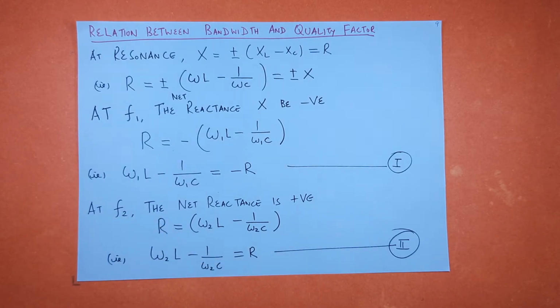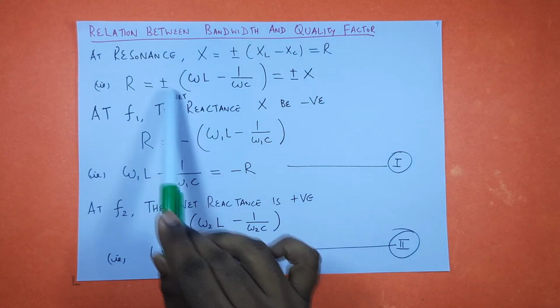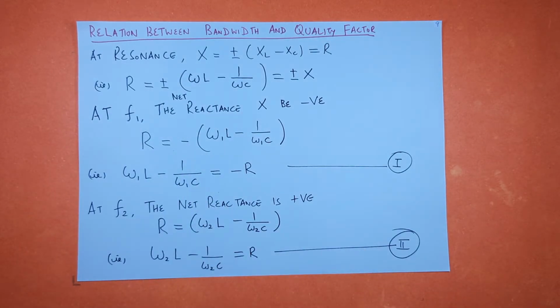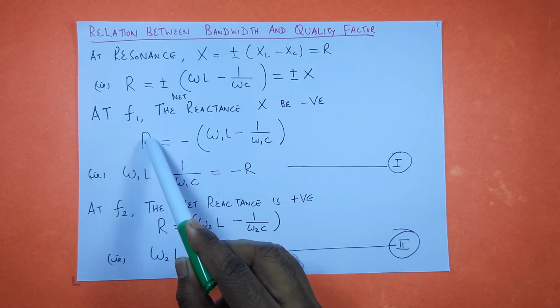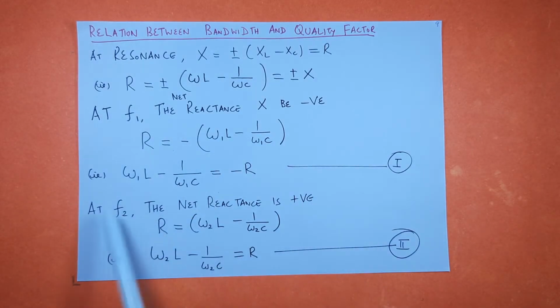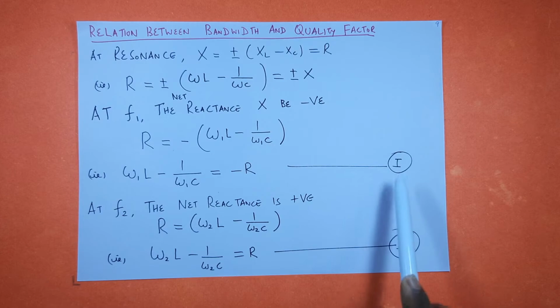At the lower cutoff frequency, the net reactance X is seen to be negative. So R equal to, you attach a negative sign to this, minus of omega 1 L minus 1 by omega 1 C. So this minus you take to the other side, and I'm just rewriting this equation. Omega 1 L minus 1 by omega 1 C equals minus R. This you call equation number 1, in Roman letters.